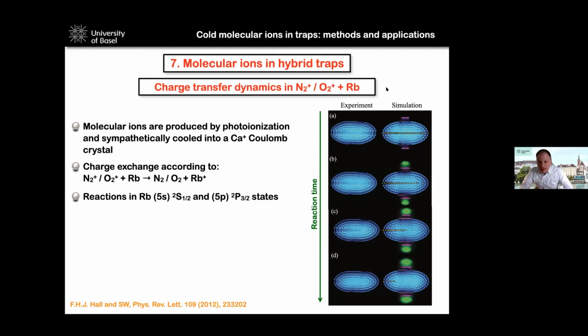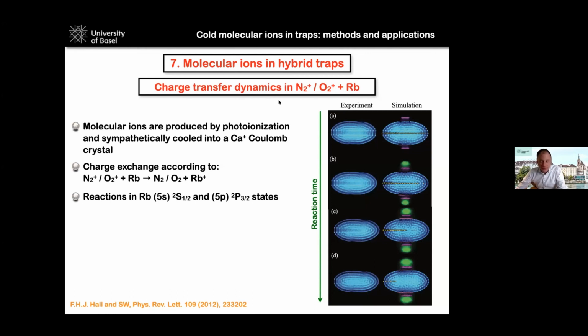So just very quickly and very briefly, all of the experiments that I have been talking about so far were dealing with atomic ions and ultra-cold atoms. A couple of years ago, we and also other groups started to introduce sympathetically cooled molecular ions into these hybrid trap experiments. Let me just show you a few results and phenomena that one can observe here.